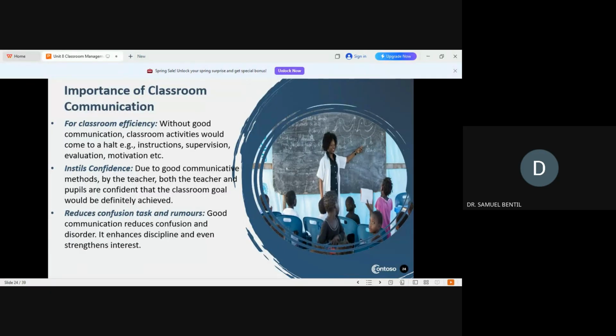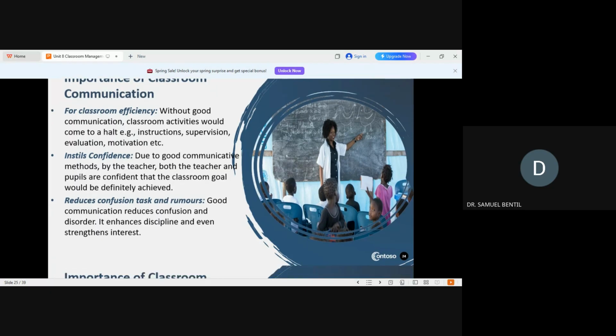Good classroom communication also reduces confusion of tasks and rumors. Yes, because when you are clear with what they are supposed to do, you speak in clear language, precise, concise, devoid of dangling and ambiguity. It will obviously give a clear indication for the students of what they are supposed to do. That's why I said good communication reduces confusion and disorder. Rather, it enhances discipline and even strengthens interest.